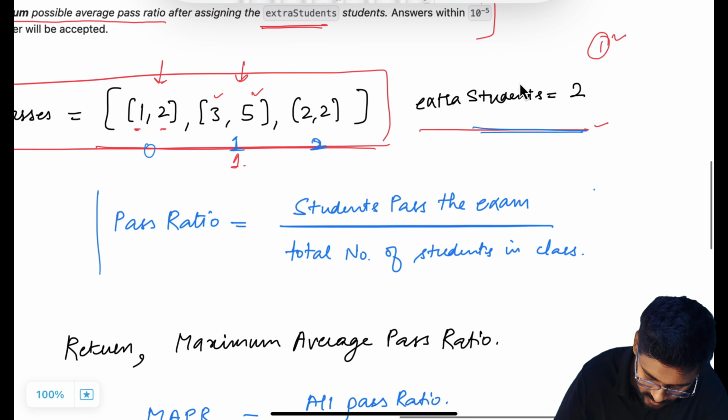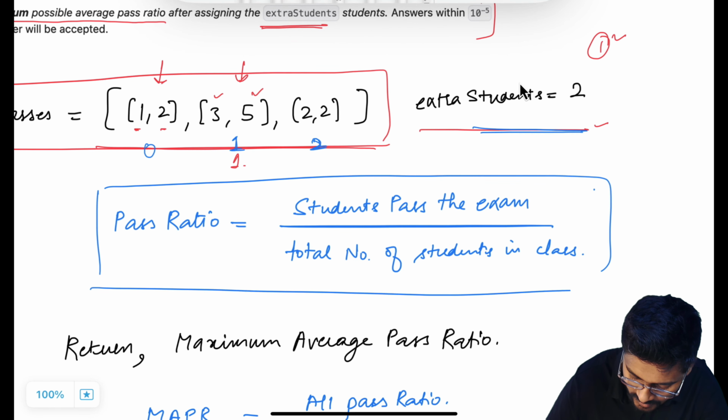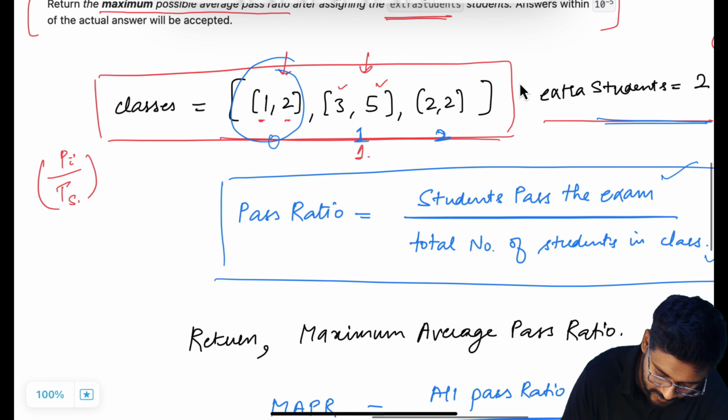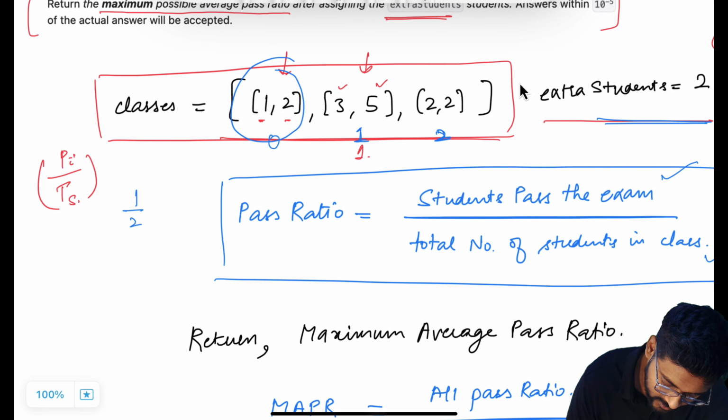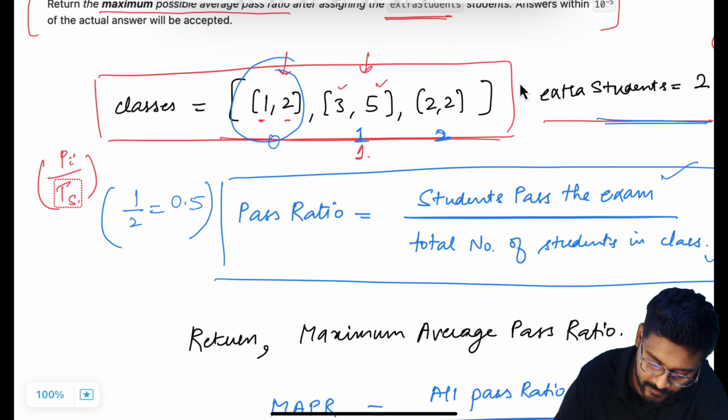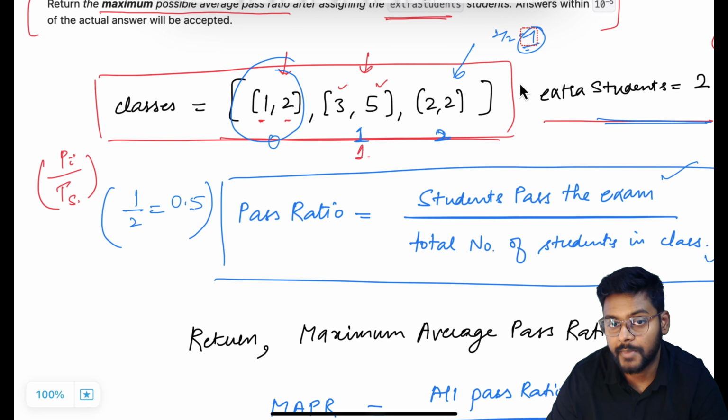What is the passing ratio? It is students who pass the exam divided by the total number of students in that particular class. So let's say for class 1, my passing ratio is 1 divided by 2, which is 0.5. This is the passing ratio. For the class with index 2, it's 1, since all the students are passing.